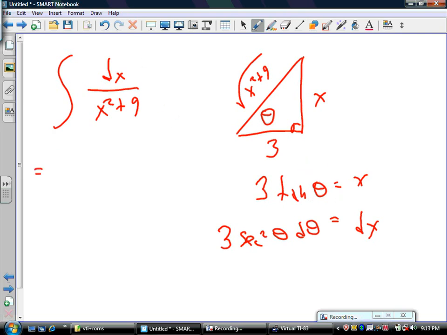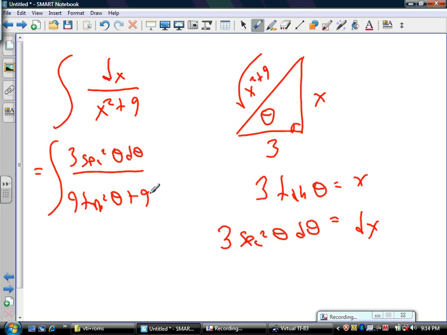All right, so let's replace stuff. This is sort of like u-sub where you're replacing everything. So all the x's go away, and you just end up with thetas, okay? So dx, that's this, integral of 3 secant squared theta d theta, over x squared, that's this, 9 tan squared theta plus 9. Okay, so now what? How do you simplify this? The point is that hopefully this simplifies to something you can integrate. Last time everything canceled out. I don't know, it doesn't always all cancel out.